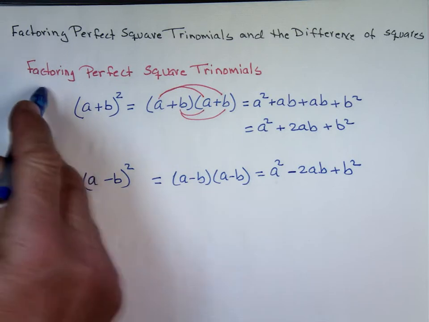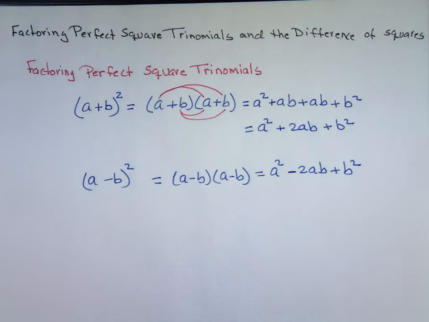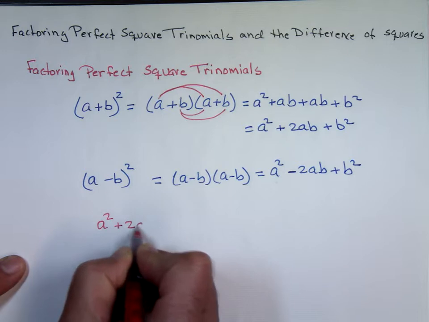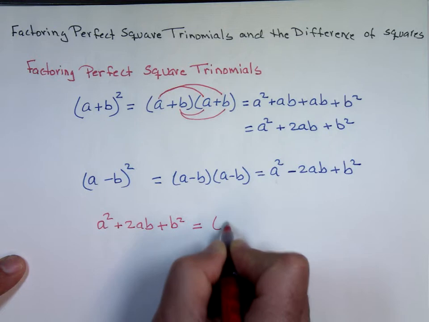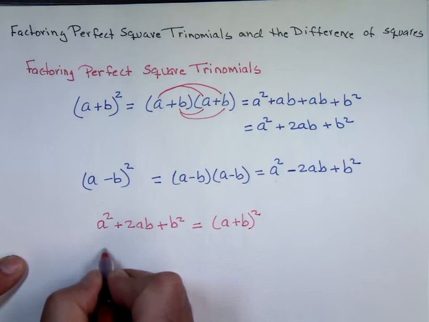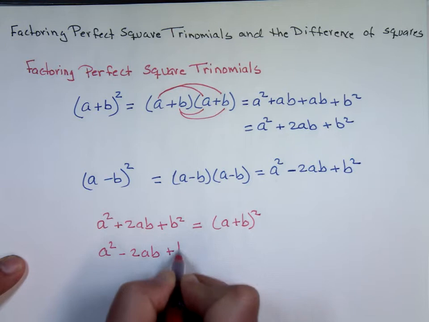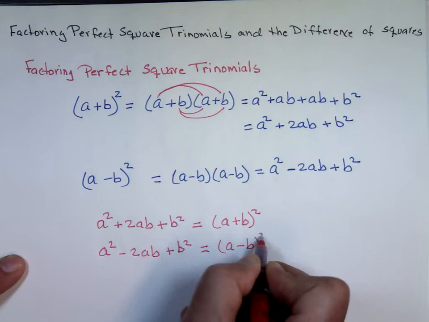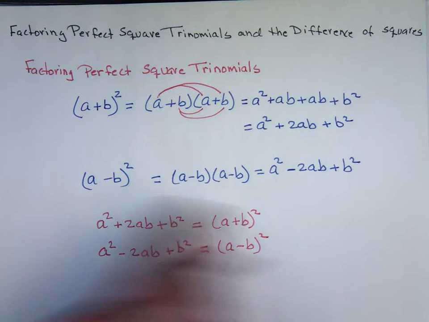Now, factoring a perfect square trinomial is actually the reverse of these two. It says if you see a problem that looks like this, you can rewrite that as a plus b squared. And if you see one that looks like this, a squared minus 2ab plus b squared, you can factor that as a minus b squared. So we're going to be using these two rules here.